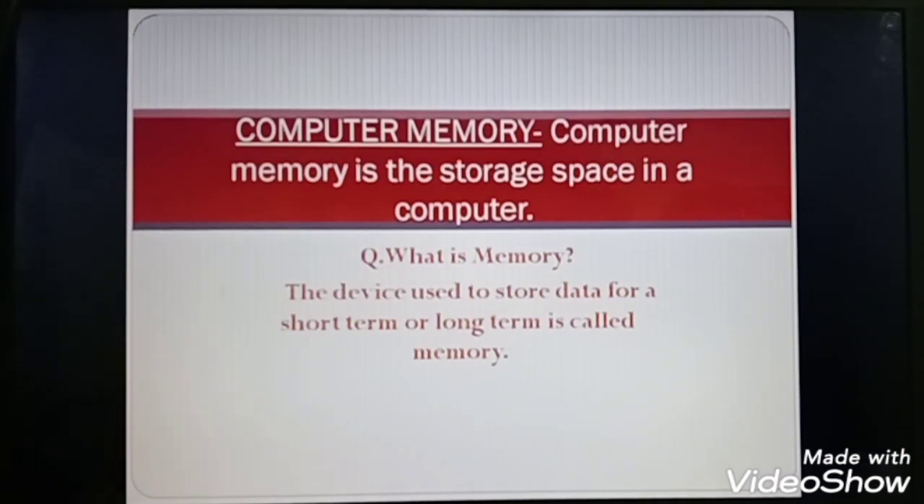Now, what is computer memory? Computer memory is just like a human brain. It works like a human brain. Computer memory is the storage space in a computer. Like our brain, whatever we do or learn, we store in our brain, right? So computer memory is the storage space in a computer. Now, what is memory? The device used to store data for a short term or a long term is called memory.